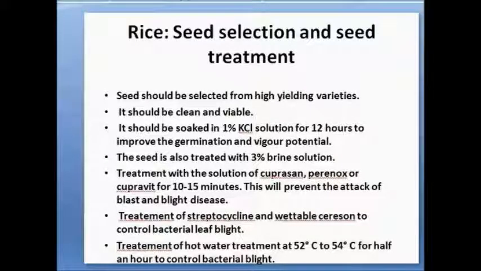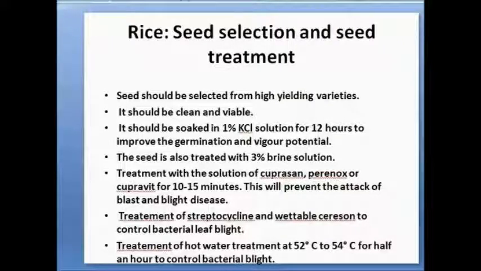Seed also can be treated with 3% brine solution, means common salt solution. Then organomercurial compound solution can be used like cupresson, Paranox, cupravit, and in this solution the seeds are to be dipped for 10 to 15 minutes. This will prevent the attack of blast and blight diseases. Treatment to seeds also can be given by using streptocycline and wettable cereson. This will control bacterial leaf disease.